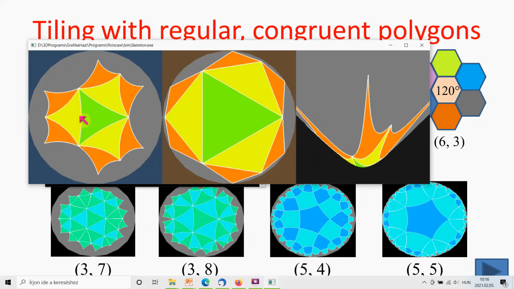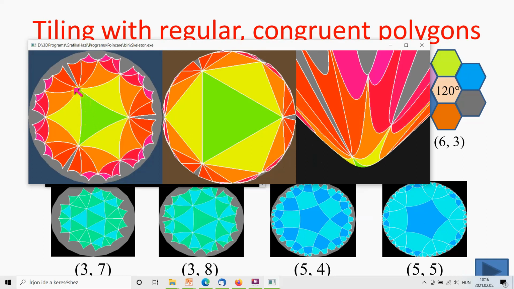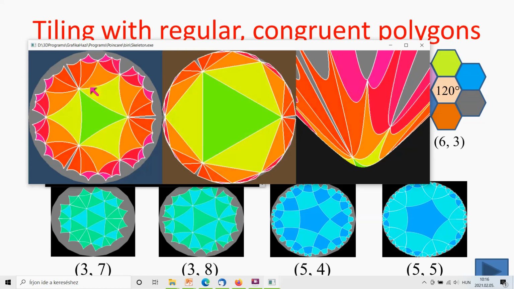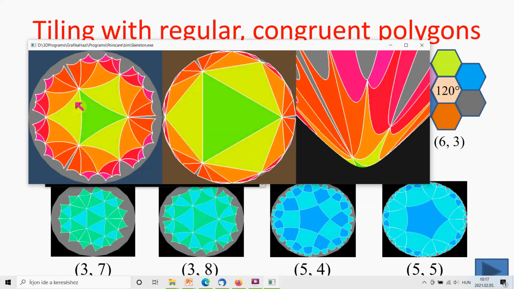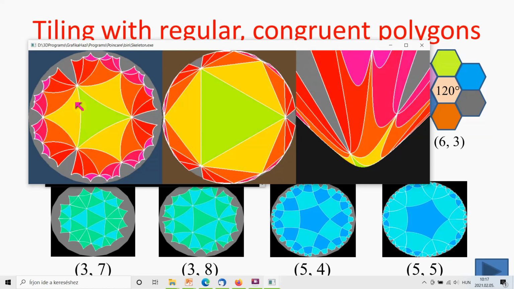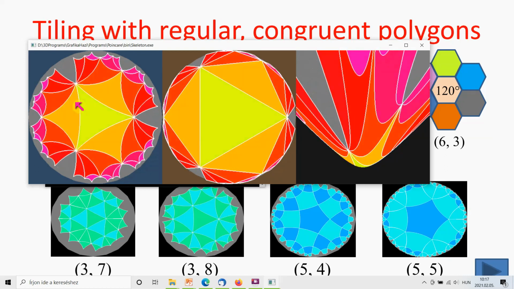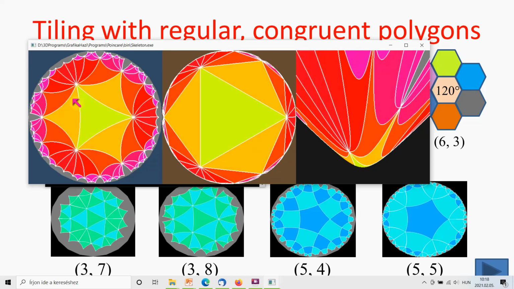Let's start with triangles. Okay, this is not a valid triangulation because we can observe a gap. So in order to remove this gap, let us decrease the size of the triangle. So we have a nice tiling when in a vertex 1, 2, 3, 4, 5, 6, 7, 8, 9 triangles meet. On the other hand, if we increase the size of the triangle, we can make enough space for an additional triangle when 11 triangles meet at a vertex.